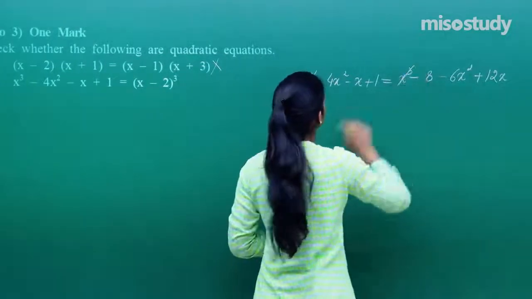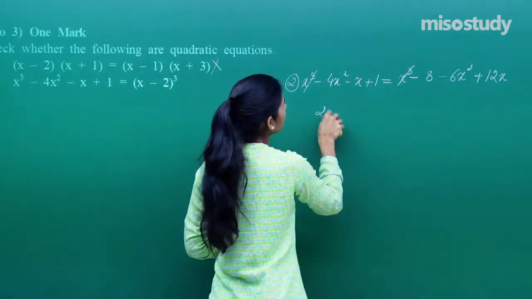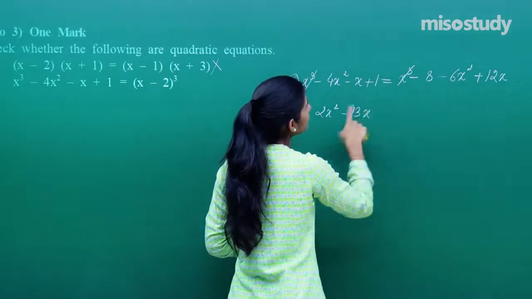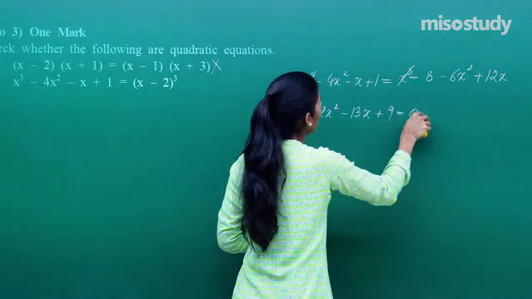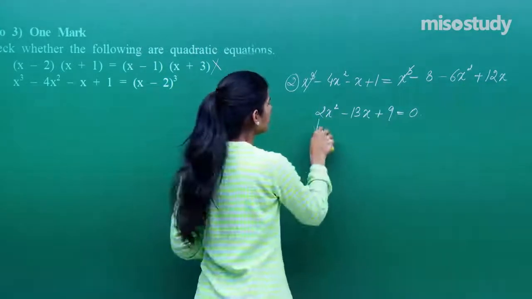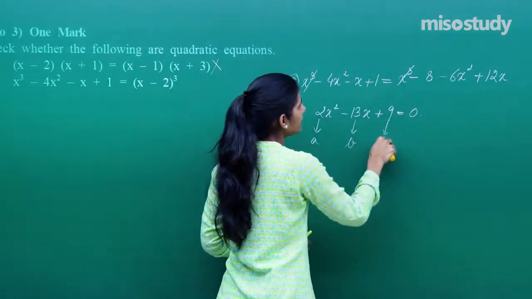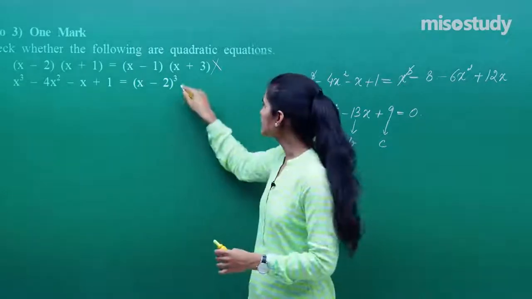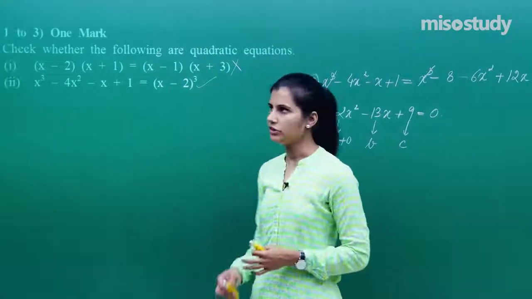Clearly x cube cancels out. You have minus 4x square plus 6x square, 2x square, minus x minus 12x, minus 13x, plus 1 plus 8 is plus 9. Obviously, it is resembling ax square plus bx plus c where a is not equal to 0, because 2 is playing the role of a, minus 13 is playing the role of b and 9 is playing the role of c, and a is not equal to 0. So yes, this is definitely a quadratic equation.